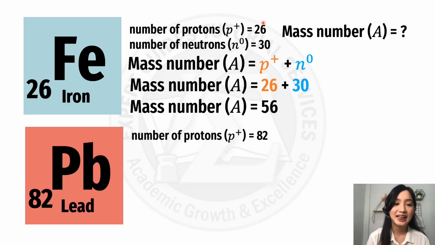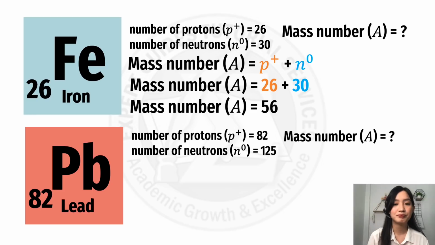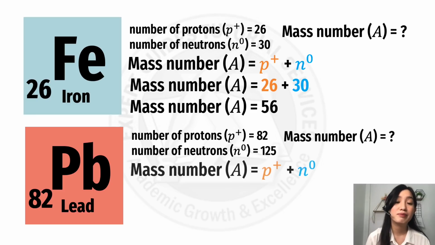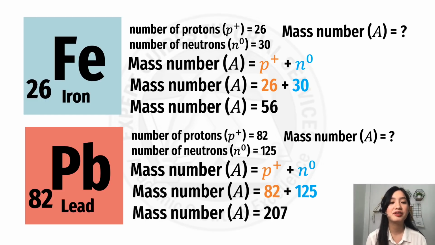For the lead, again, its atomic number is 82, and its number of protons is 82 as well. The number of neutrons that is given is 125. Looking for the mass number, we're adding only the protons and neutrons, which is 82 plus 125. We have the total mass number of lead as 207.